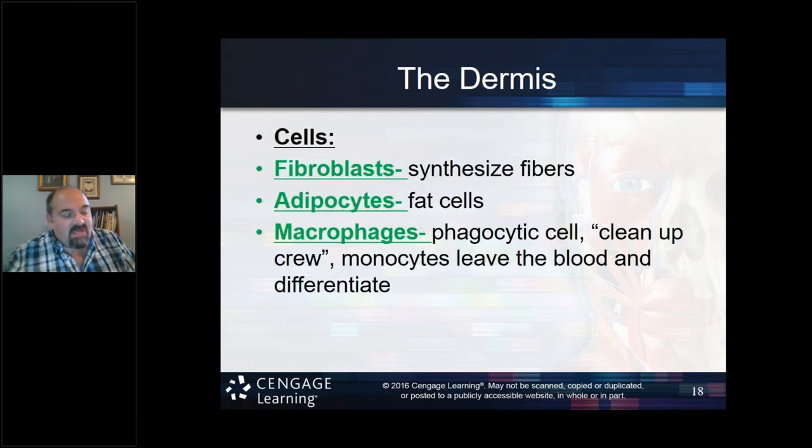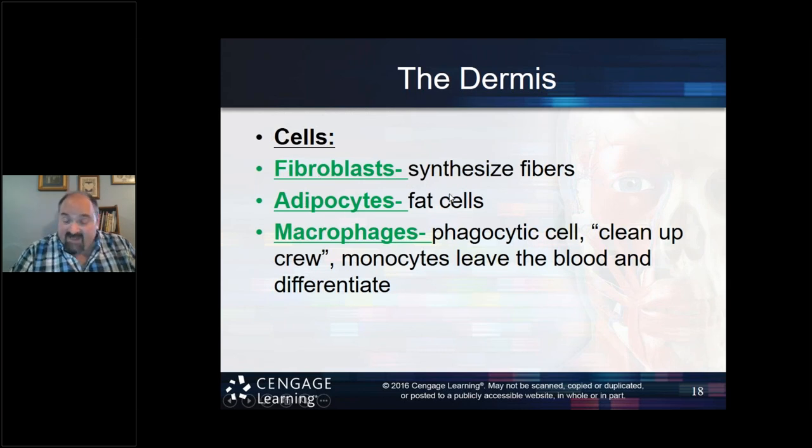And when we think of the skin, we think of the epidermis and the dermis. All right, so the cells of the dermis. We have fibroblasts. Know that there are fibers present within the dermis. The papillary layer has areolar connective tissue, and we've seen in the lab that there are elastic fibers and collagen fibers. We've also seen collagen fibers in the dense irregular connective tissue. So we need cells that are producing fibers, so we have these fibroblasts.